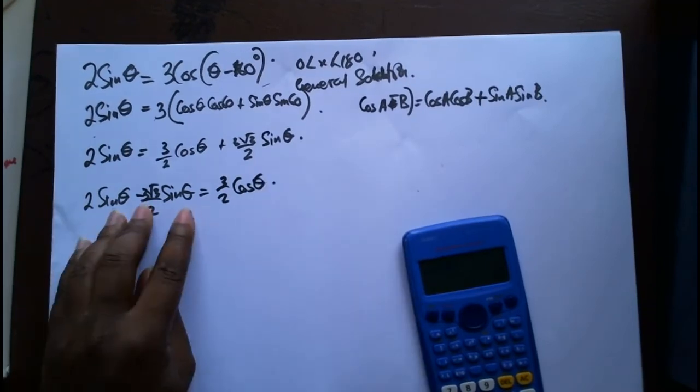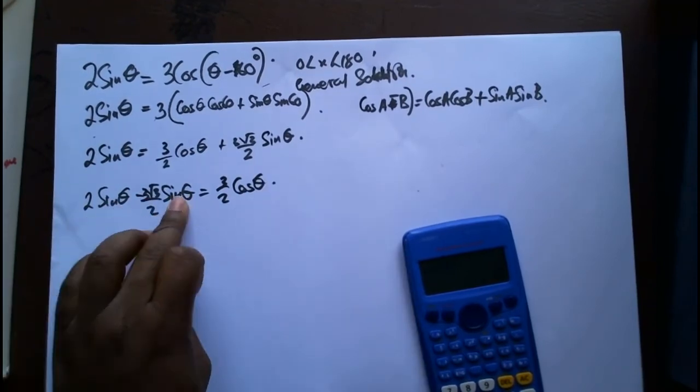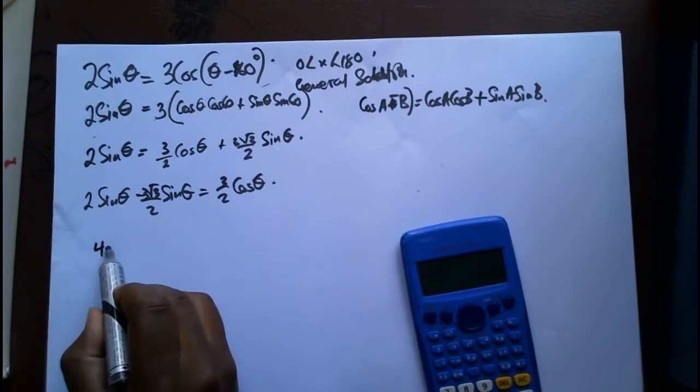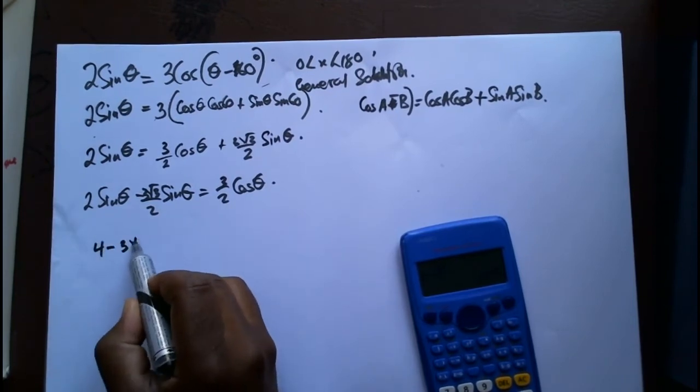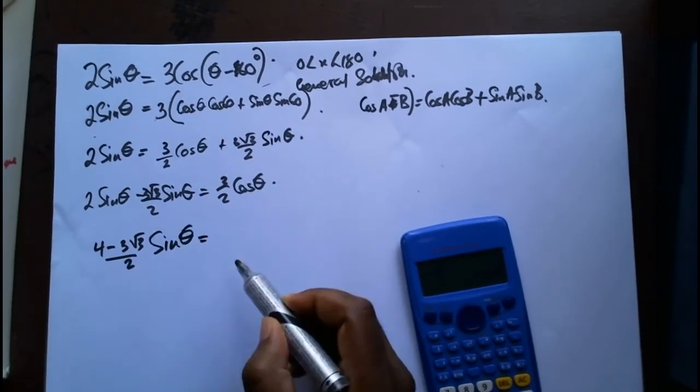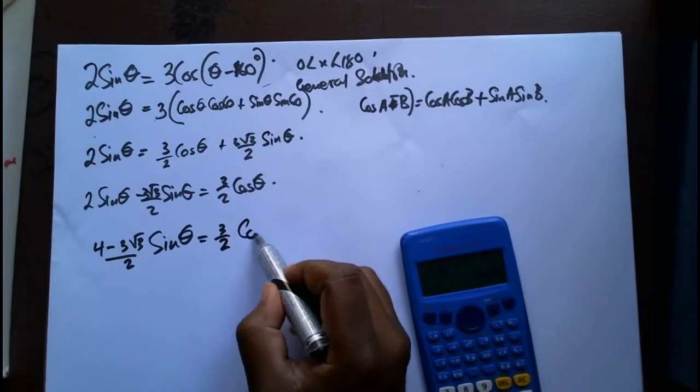Now I can add these two, because since they're the same, I can add their coefficients. So now I'm going to add their coefficients: 2 minus 3 root 3 over 2. I get (4 minus 3 root 3) over 2 sine theta is equal to 3 over 2 cos theta.